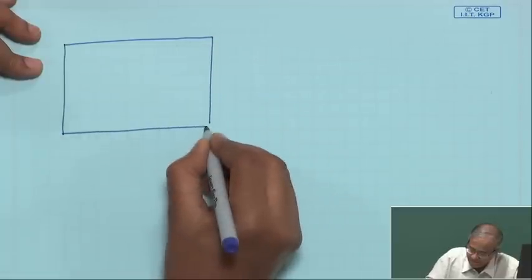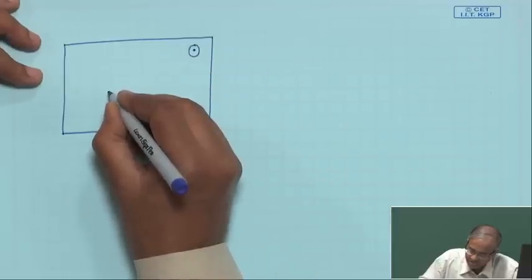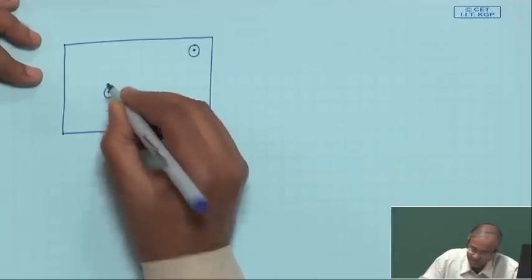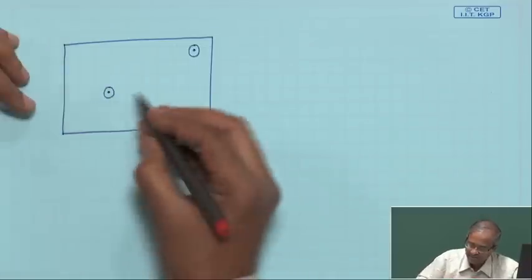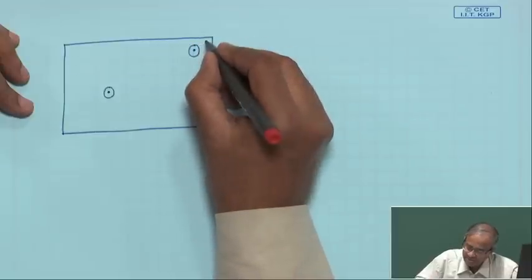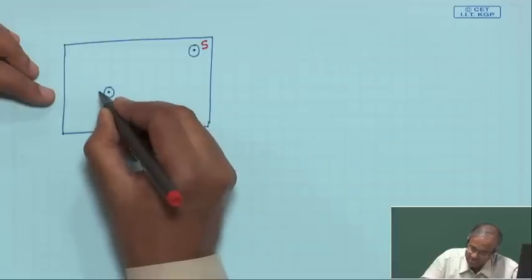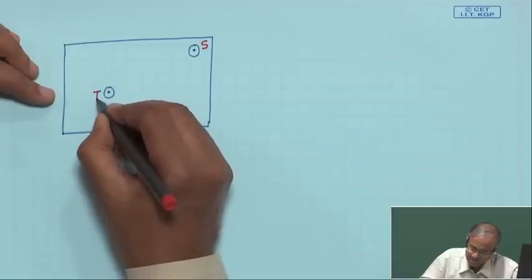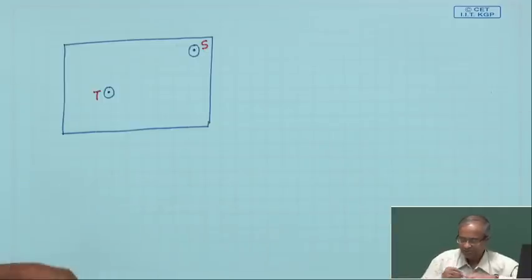Suppose in this grid, I had one point which was near the corner and one point which was near the center, let us say here. So, what this heuristic says is that the point which is farthest away from the center, you use it as the starting point, and the one which is closer to the center, you use it as the target. So, what is the motivation? The motivation is simple.